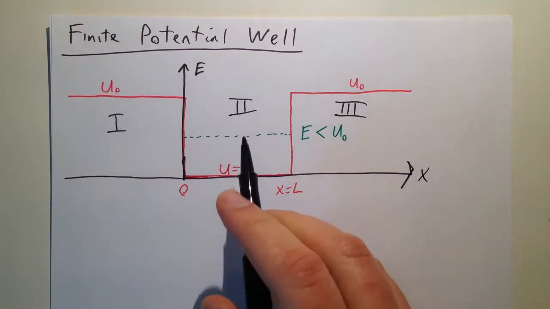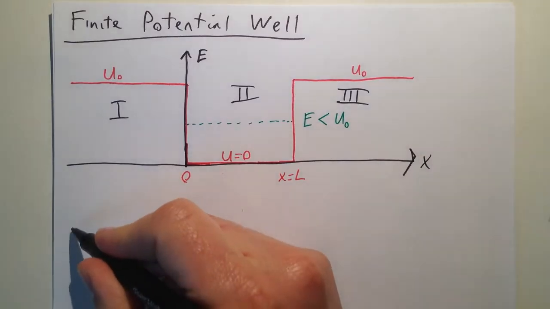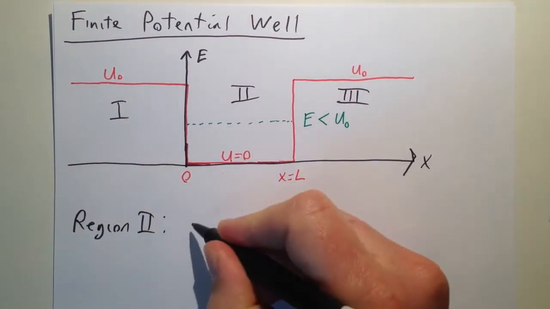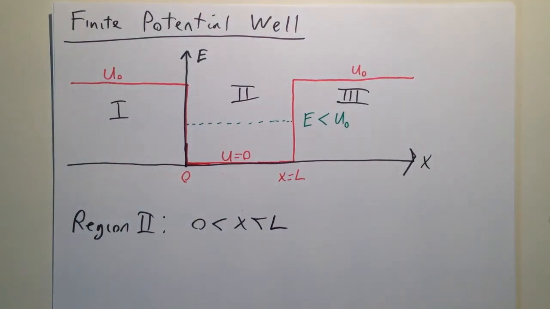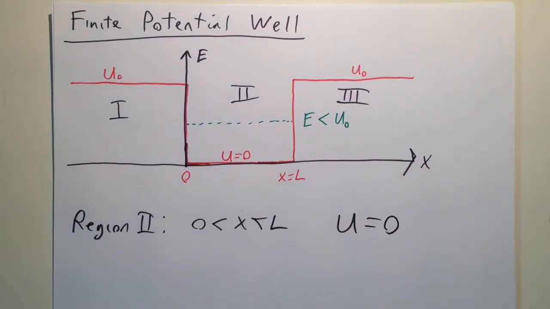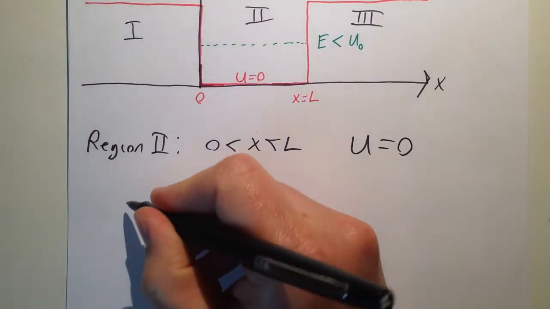Okay, and I'm actually going to start with region 2 because that's the most simple, because there's no potential energy in that region. So in region 2, right, this is the region 0 less than x less than L, and in that region we have the potential energy equal to 0. Okay, so in order to solve the Schrodinger equation in this region, first we write down the Schrodinger equation.